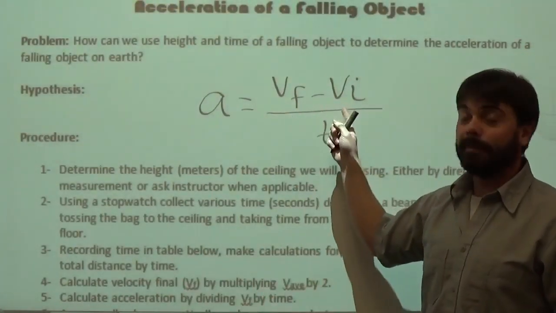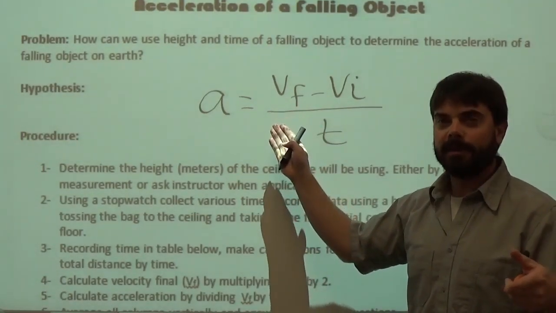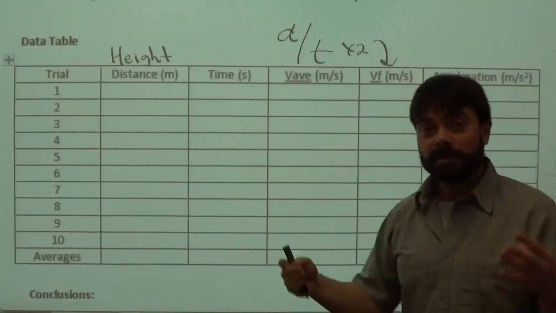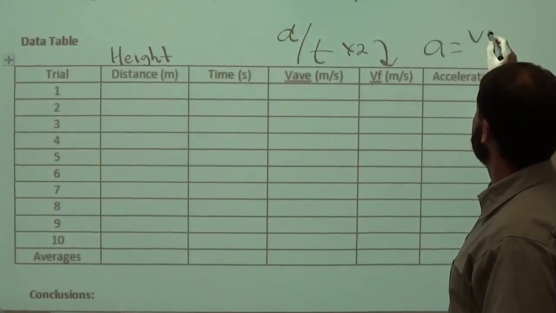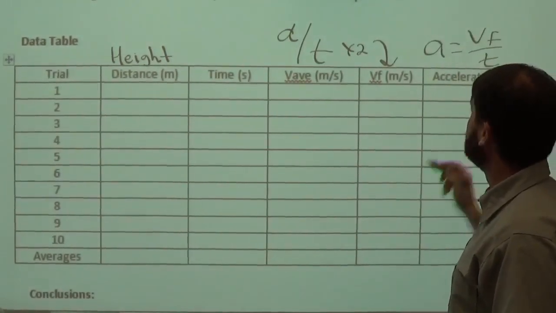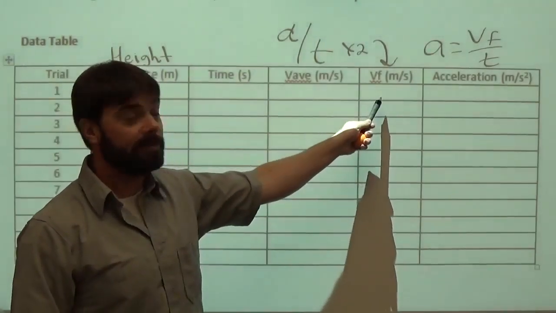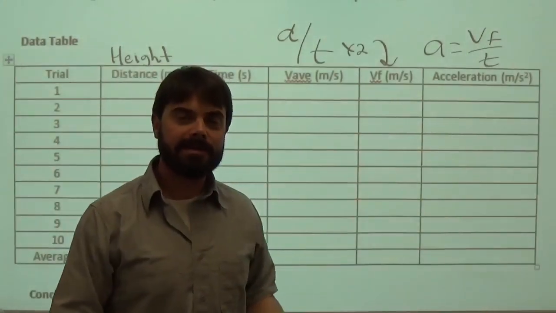acceleration is velocity final minus velocity initial divided by time. Your velocity final, you've just found out how to calculate. Your velocity initial was 0. So your real equation for acceleration is just velocity final divided by time. So you will have a velocity final here, and you will have a time over here. Divide that out and see what you get.